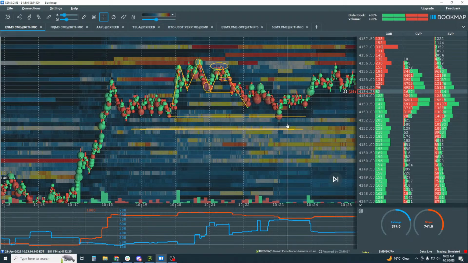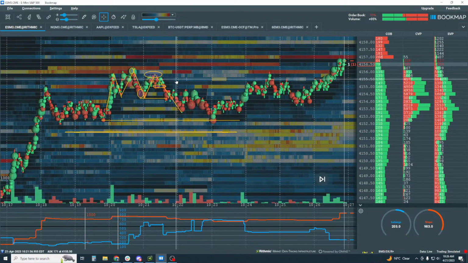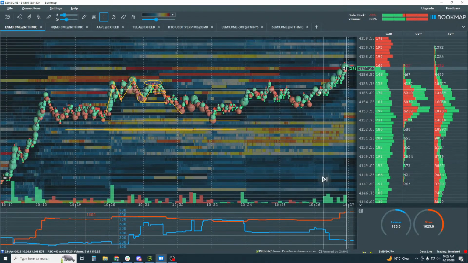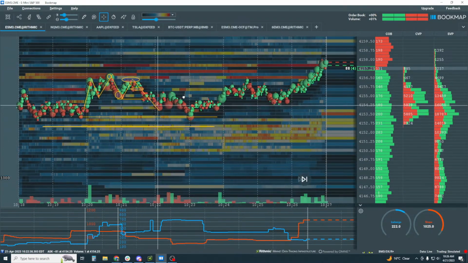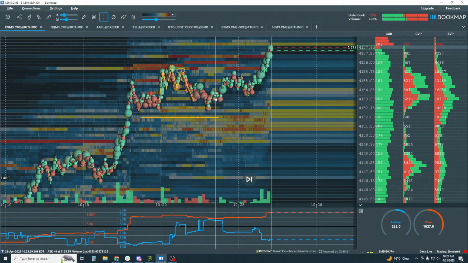That's it. Take some off. Reduce your risk. Move your stop to break even. You get stopped out. So what? You made some money. You protected your loss. And you could have been set up for a big reversal potentially.